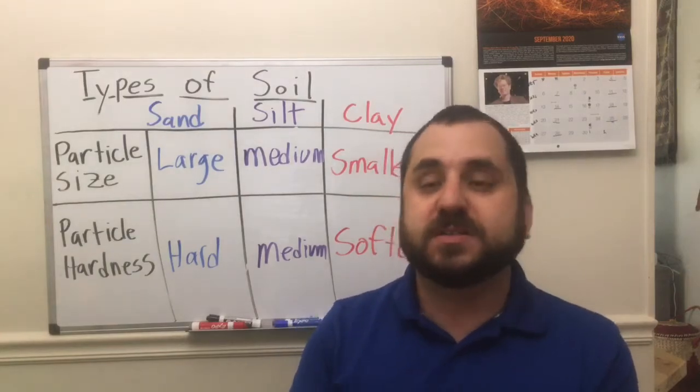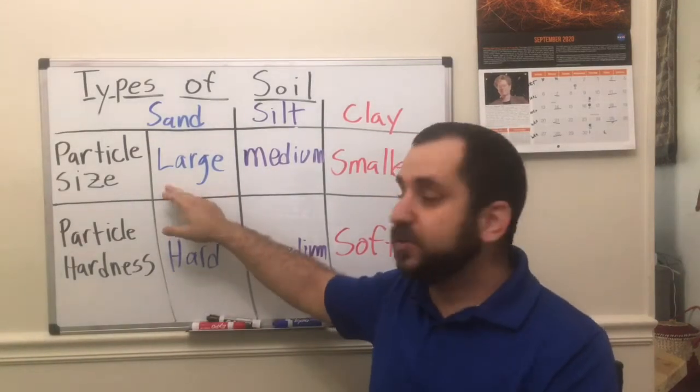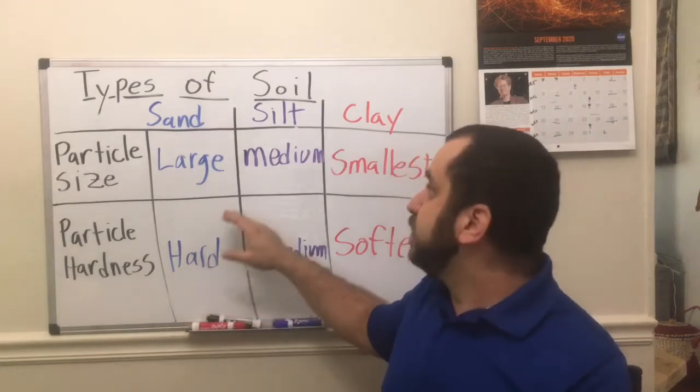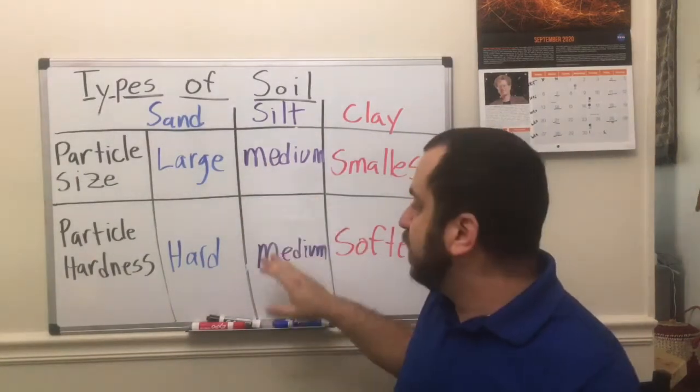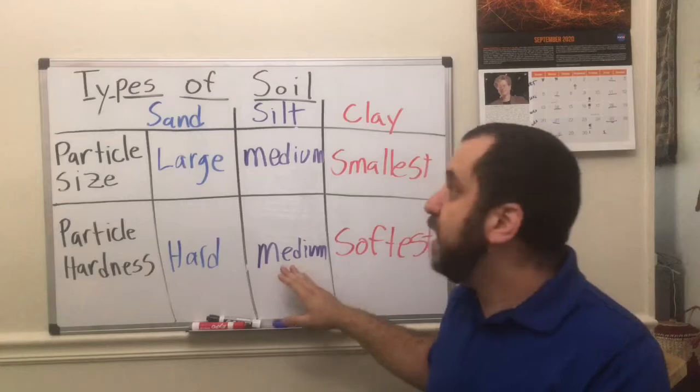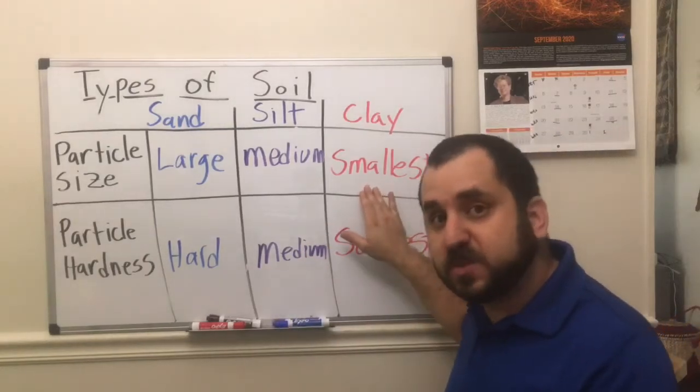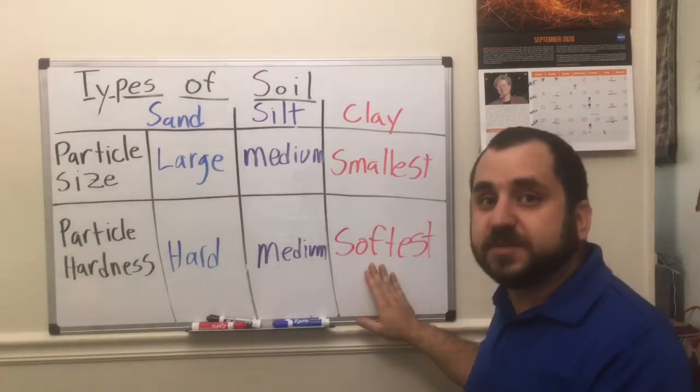If you remember, sand has very large particles that are very hard. Silt has medium-sized particles that are of medium hardness. And finally, clay has the smallest particles that are the softest.